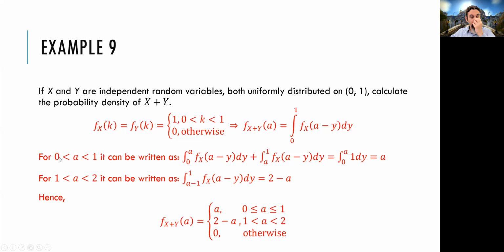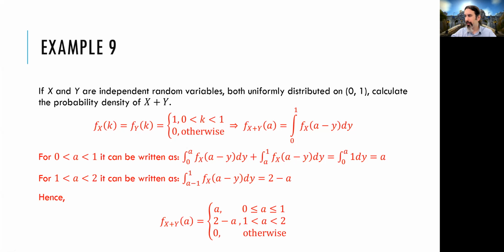Now, when a is between 0 and 1, I can just write this integral like this, okay? Just say that I'm going to integrate y from 0 to a and then a to 1. Why? Because in this part, y is less than a, because it's being integrated from 0 to a. But in this part, y is greater than a, because it's being integrated from a to 1. So in this part, this function will yield 0, and it's going to fade away. This one, on the other hand, is going to yield 1, and we're just going to integrate 1 from 0 to a, and it's going to give us the result a.